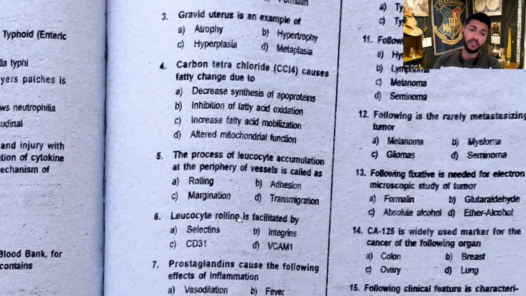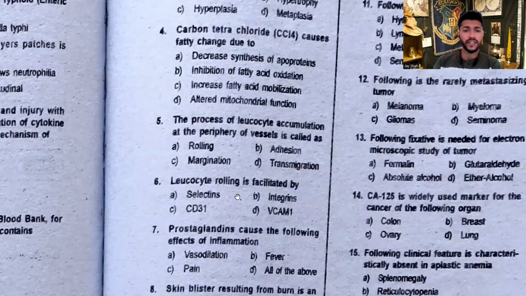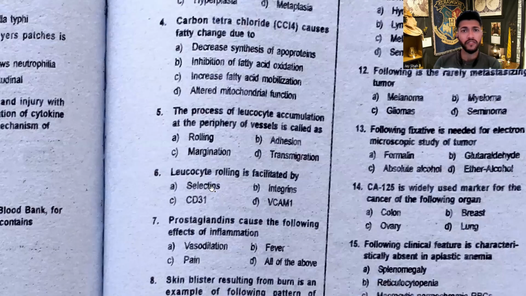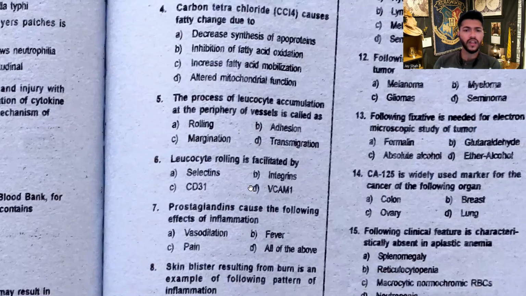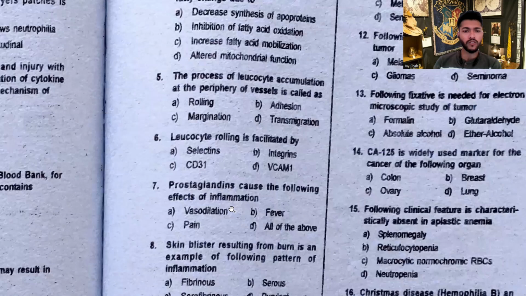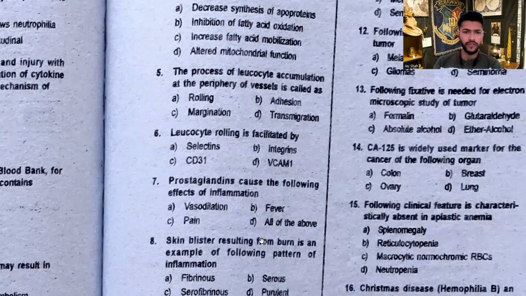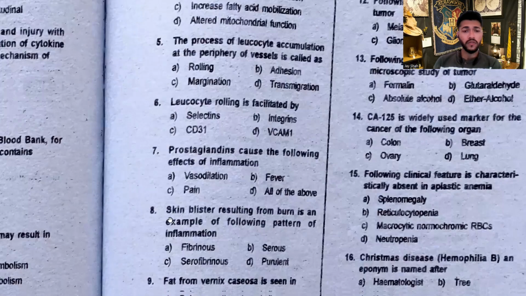Leukocyte rolling, again, the same question. Leukocyte rolling is facilitated by selectins because these are weak bonds. Integrins are strong bonds. Prostaglandins cause the following effects of inflammation: vasodilation, fever, pain. Yes, they do cause all of the above. It's all of the above.